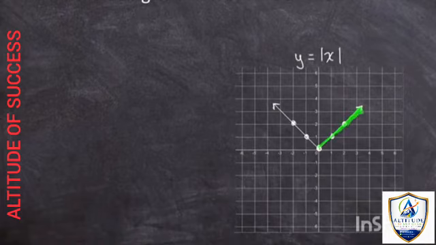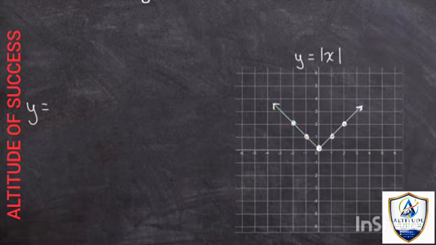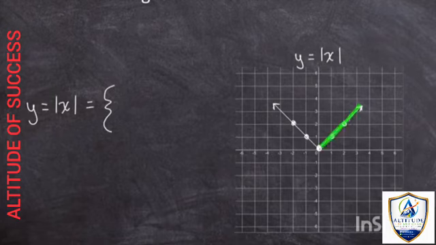Notice the right side of the function and the left side of the function are 2 different linear functions. So I could rewrite this function, absolute value of x, as 2 different functions. The right side of the function is when x is greater than 0, and the left side of the function is for when x is less than 0.